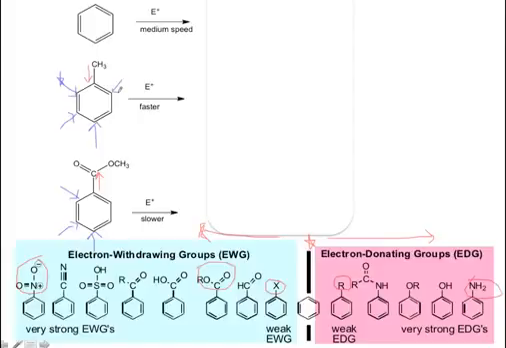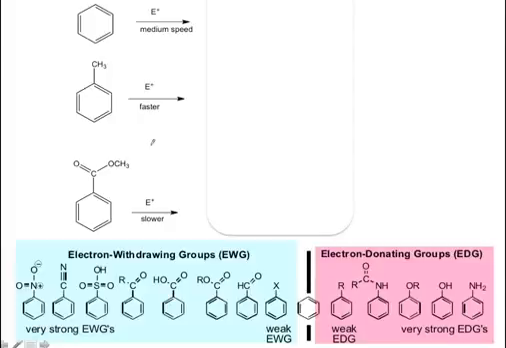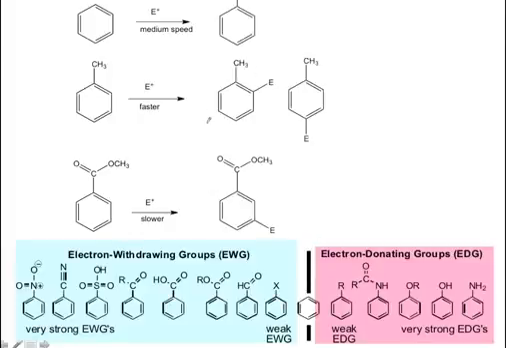Now you might expect to get a mixture of all the possible substitution products, but in fact, one or two of the possible products tend to dominate. When we run the experiment with toluene, for example, we find that we get predominantly the 1,2 and the 1,4 products, but very little of the 1,3 product. Although this is still a mixture, it's not all the possible products.